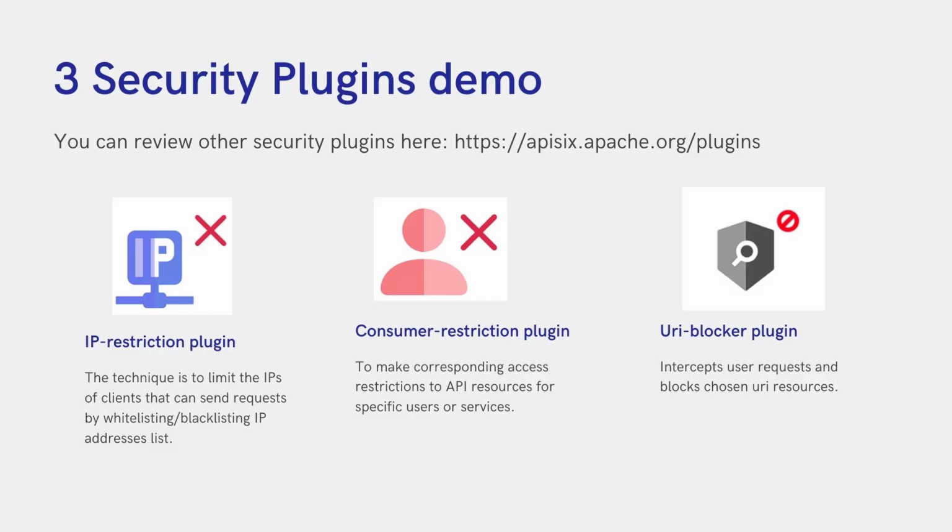With enough theoretical knowledge received up to now, let's go to demonstration session. Today we are going to review three different kind of security plugins that are offered by Apache APISIX, like IP restriction, consumer restriction, and URI blocker. We'll go through each plugin and learn about how to install.